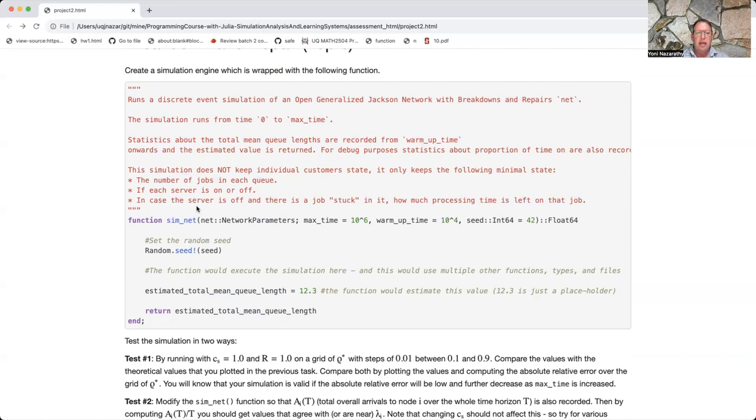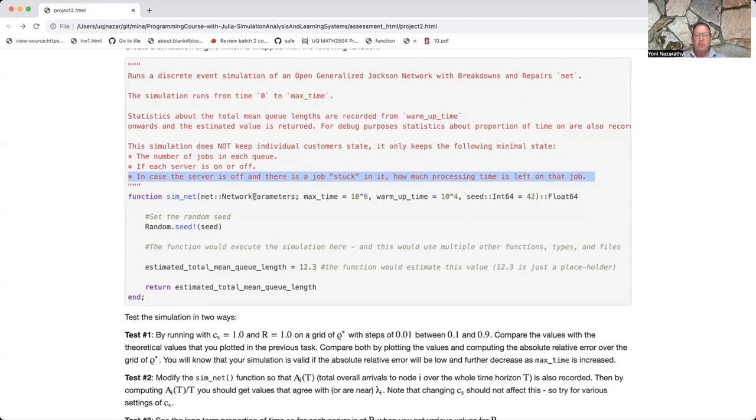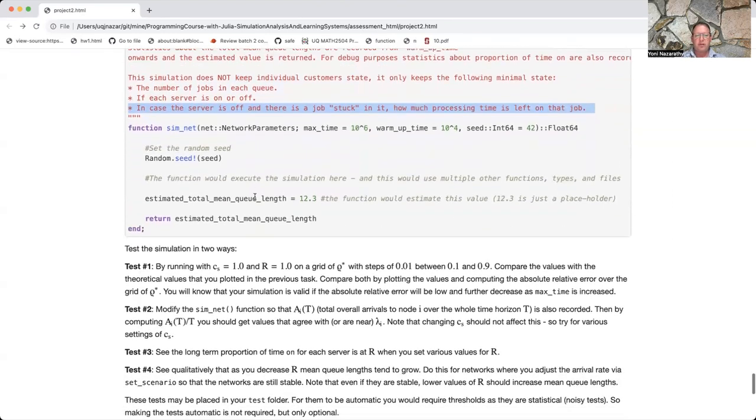All right, so important that this simulation does not keep individual customer state. It only keeps the number of jobs in each queue, and if each server is on or off, okay, working or broken down, and if it's off, how much time it has until it's going to be on, right? And this is a discrete event simulation engine where events can happen, and every time there's a next event happening, etc. The practical should also be useful for this.